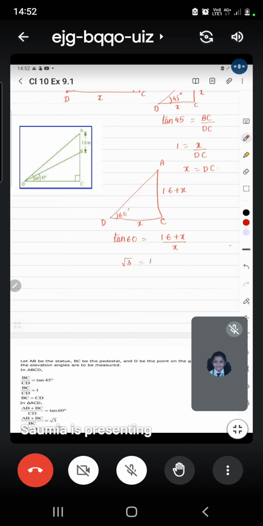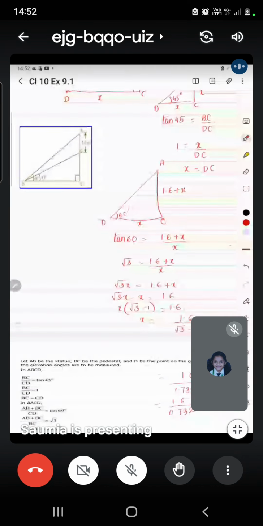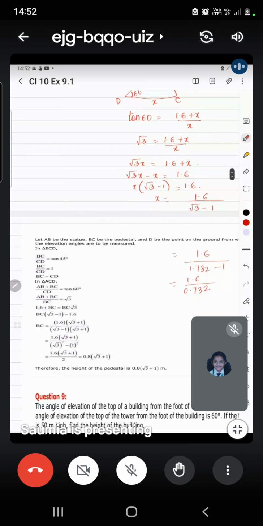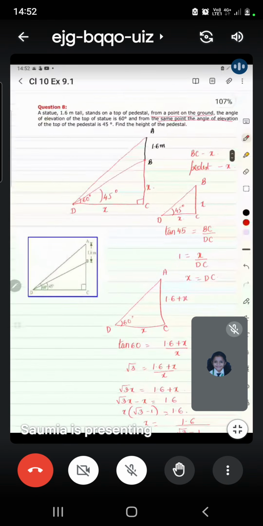Root 3 equals (1.6 plus x) upon x. So this will be root 3 x equal to 1.6 plus x. So take x to this side. So x common, (root 3 minus 1) equal to 1.6. So x is equal to 1.6 upon (root 3 minus 1). Root 3 being 1.732 minus 1. This will be 1.6 upon 0.732. And you can calculate the value. The answer is written in terms of root 3. Okay. So now you got the value of x.